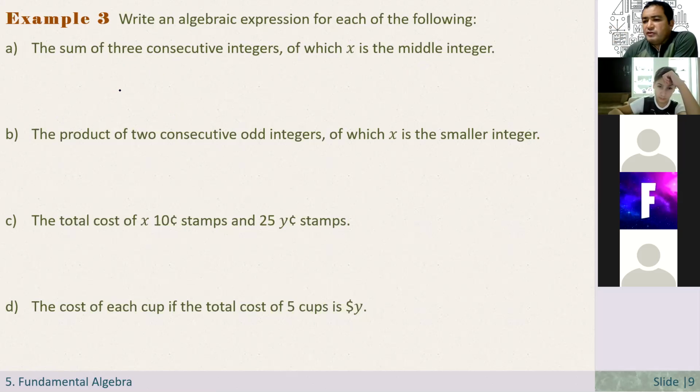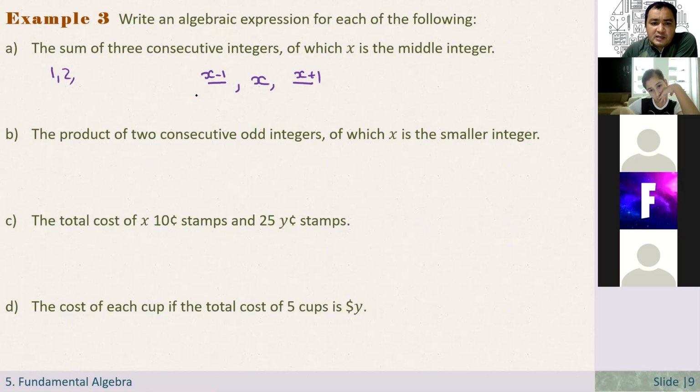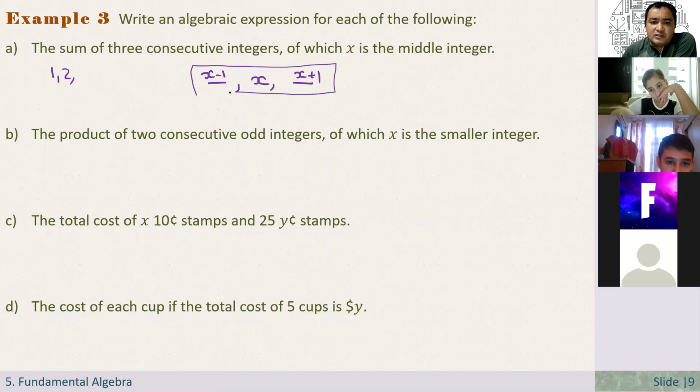If I just say that, can you just write two consecutive integers? Those numbers may be 1 and 2, or 2 and 3, or 3 and 4. So if you're talking about three consecutive integers, it says that x is the middle number. This one is x, and here we have the third one. What number comes before x? That is x minus 1. What number comes after x? x plus 1. These are the three consecutive integers, if the middle number is x.